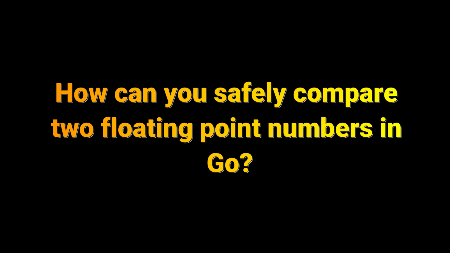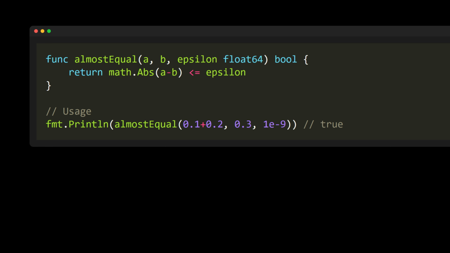Question: how can you safely compare two floating point numbers in Go? Answer: instead of using double equals, you can compare the difference between two numbers and check if it is very small. This small value is called epsilon. You subtract one number from the other, take the absolute value, and see if it is less than or equal to epsilon.